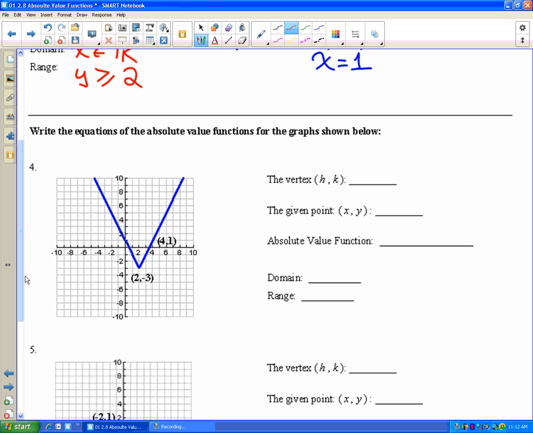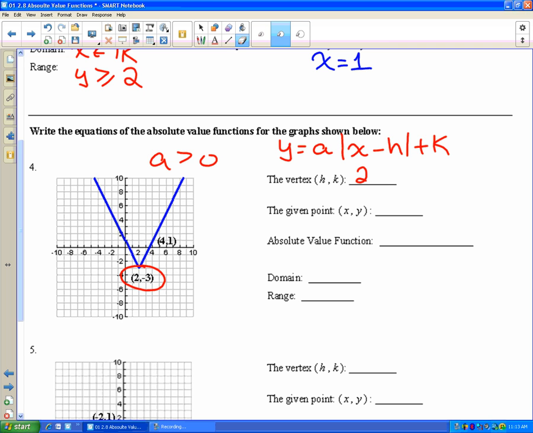It's upward facing, so I know that a has to be positive, greater than 0. My vertex is the coordinate 2, negative 3. So I'm going to start with the equation y is equal to a times the absolute value of x minus h, plus k. I need to plug in 3 things: a, h, and k. I know that h is 2. I know that k is negative 3. To find my a, I have to have another point. For this one, I have the point 4, 1.